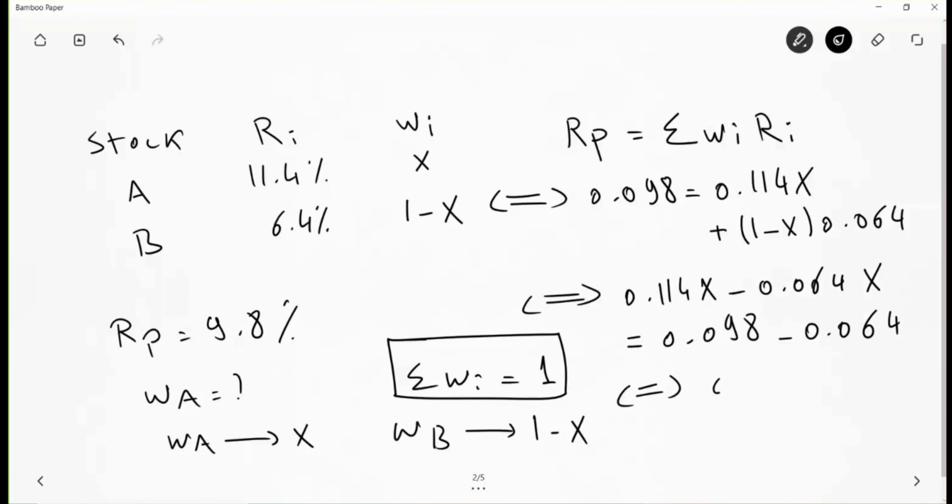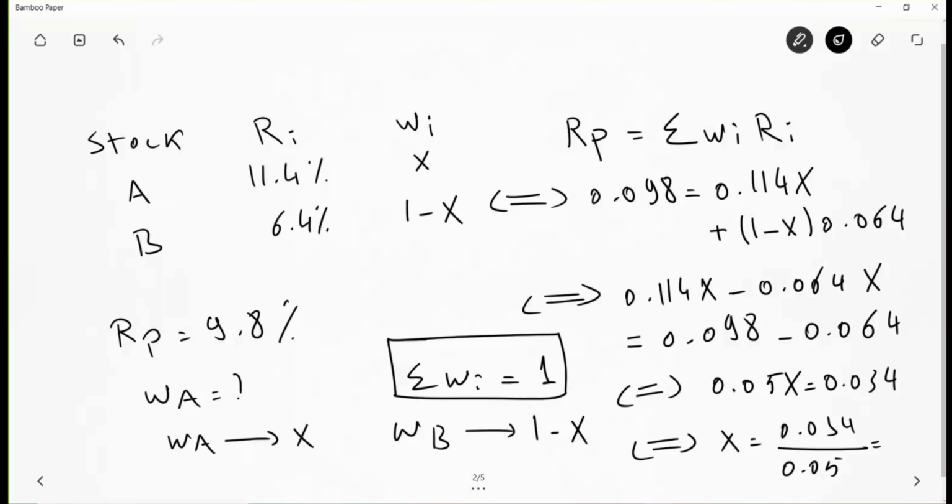So I have 0.05x equals 0.034. X equals 0.034 divided by 0.05. This is 0.68 or 68%. So in this case, 68% of my money is invested in A, and 32% of my money is invested in stock B.